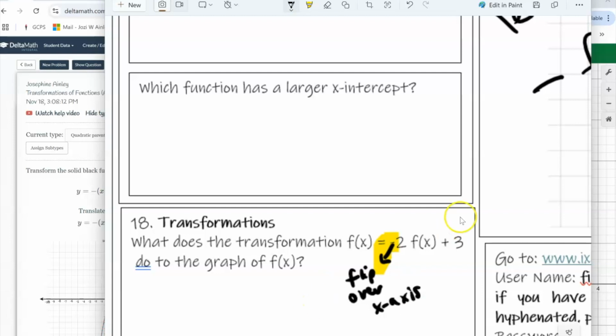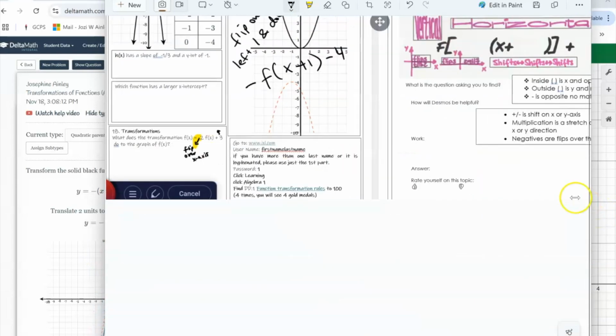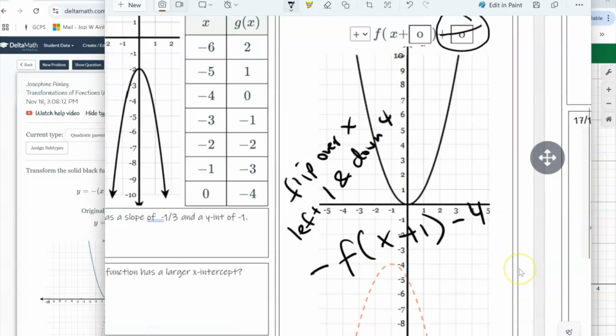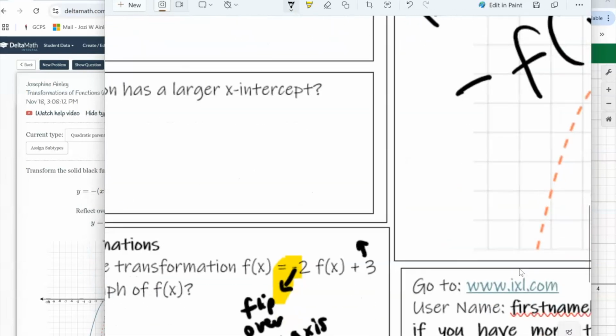All right. What does this plus 3 do right here? This is outside. So outside is going to be y and whatever you think, right? Let me go back to my notes. Outside is y and regular. And because it's a plus or minus, it's a shift on the x or y axis. So I'm going to go up 3 because it's the y-axis.